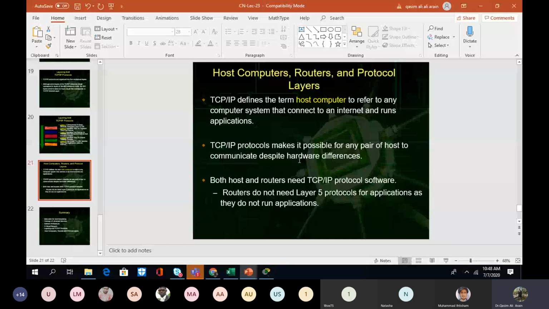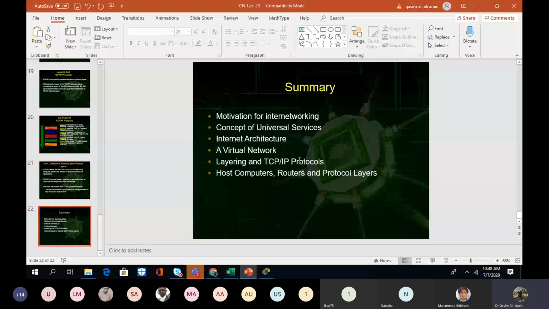And the summary is: motivation for internetworking, concept of universal services, internet architecture, a virtual network क्या होता है, layering and TCP/IP protocols, and host computers, routers and protocol layers. So this is what we have completed, this is what we have done today.